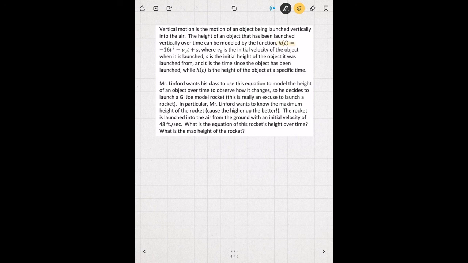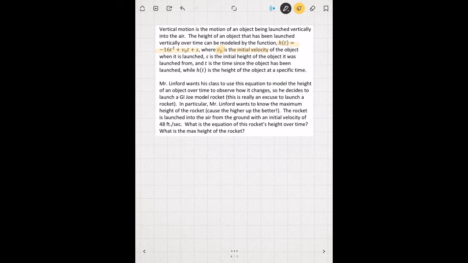this function. h of t equals negative 16t squared plus v sub 0 t plus s. This v sub 0 is just the initial velocity of the object. You can think of velocity as speed, okay? Velocity would be something like meters per second or feet per second or miles per hour, something like that. Sometimes we call this v sub 0, sometimes we call that v naught, just as another vocab term.